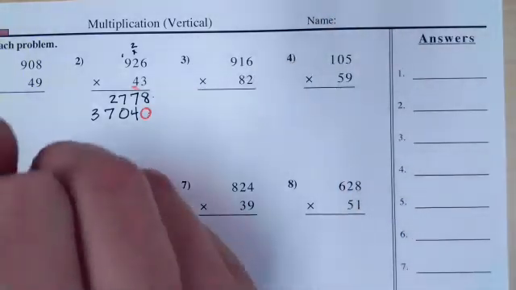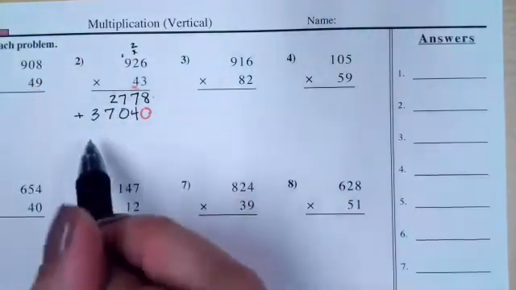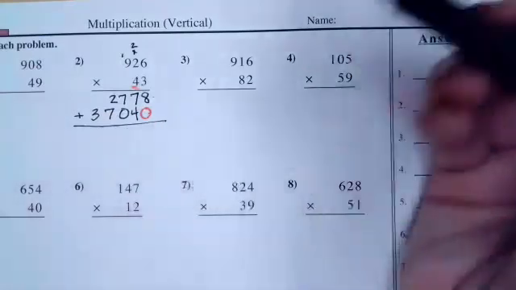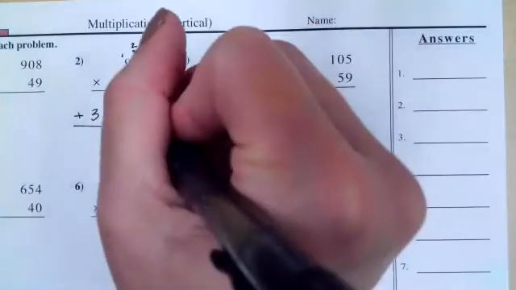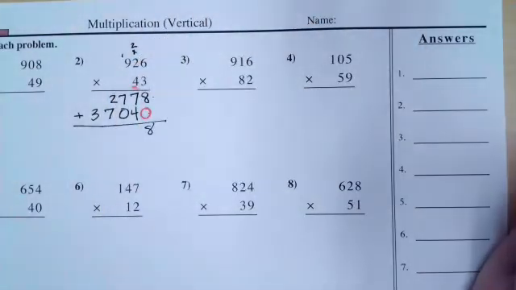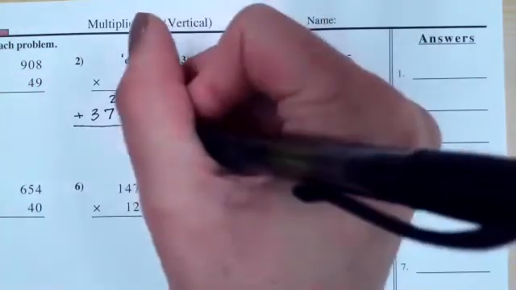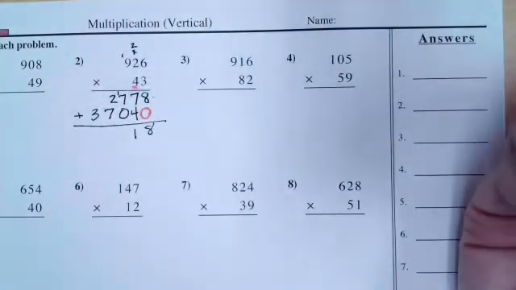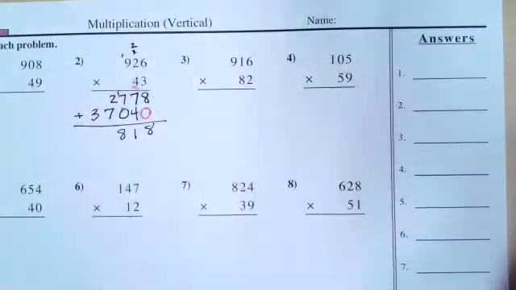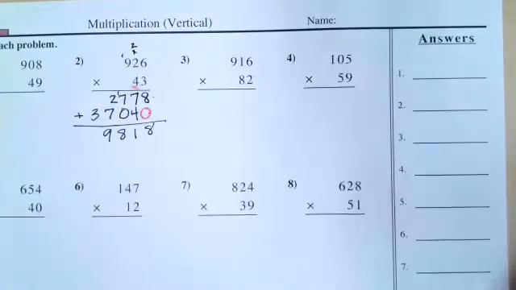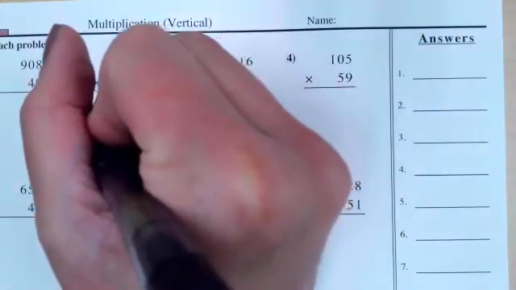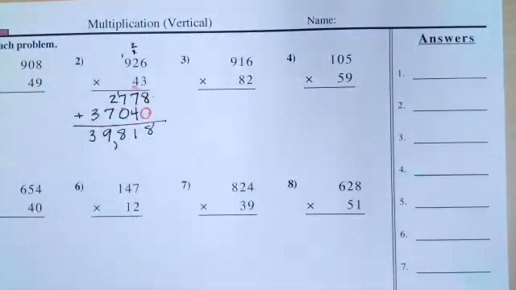So two partial products, we add them together. So 8 plus 0 is 8, 7 plus 4, 8, 9, 10, 11. 7 plus 1 is 8. 7 plus 2 is 9. And 3 plus 0 is 3. So we have 39,818. And that is our final answer.